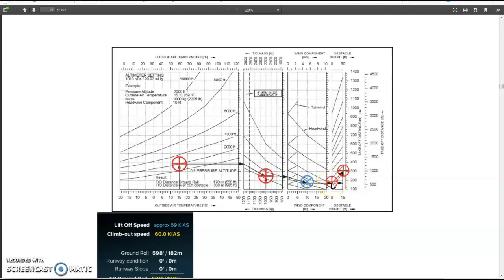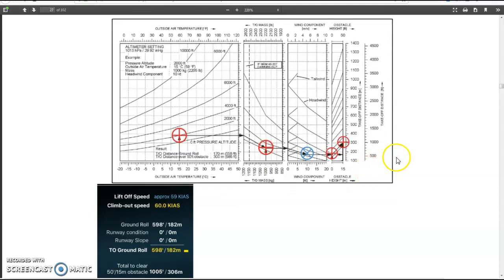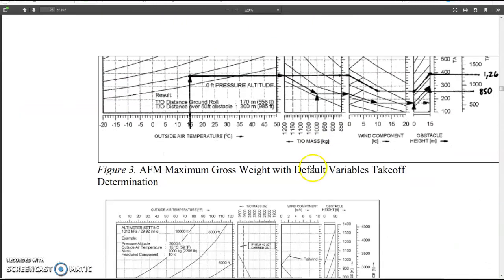If you want to know your takeoff distance with a 50-foot obstacle, then you take this part, go straight up, and then you go straight across, which is just about 1,100 or 1,000 feet right here. Okay? To see this in a better way, you can also come back and look over here again. So our temperature was 15 degrees Celsius. Pressure altitude was 2,000 feet. We came straight across. Once we got here, we came to the weight of the airplane, which was 2,200 pounds, which was given. Then we go straight across, and then we come to the 10 knots.